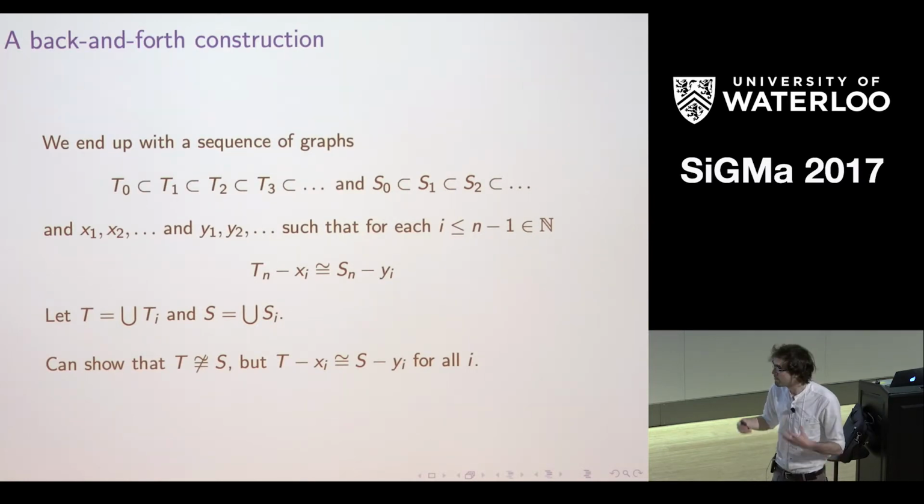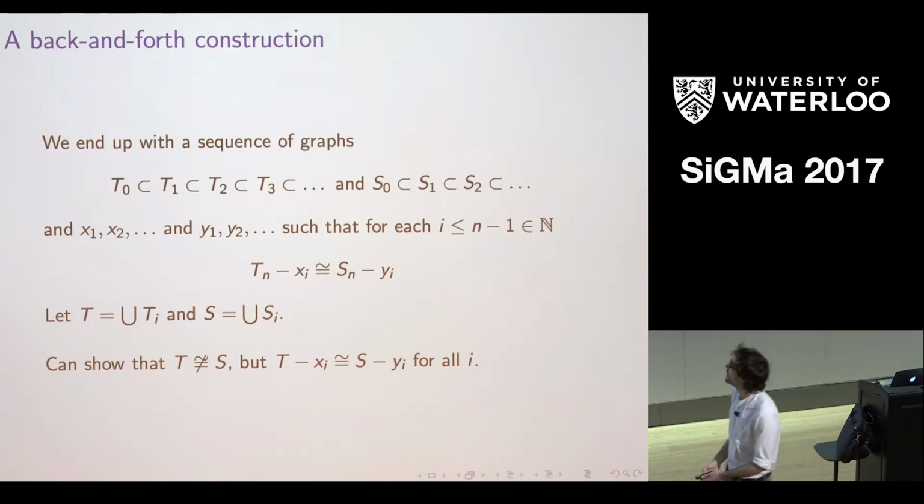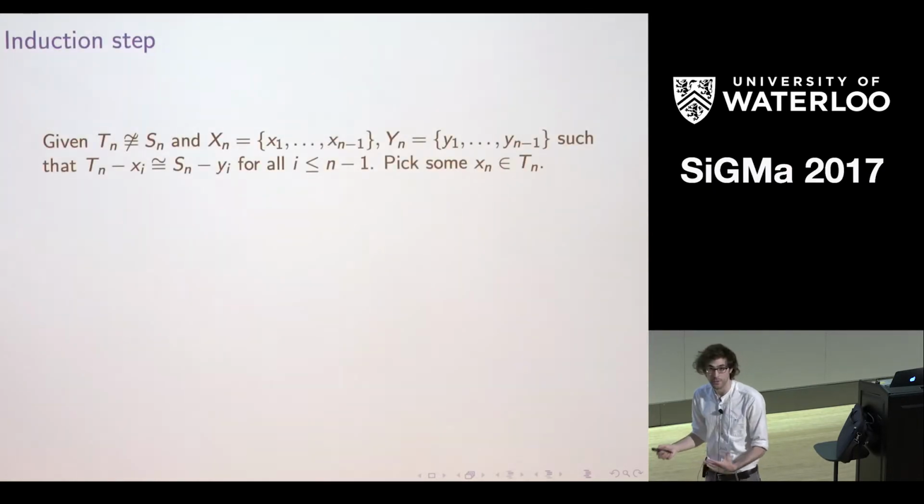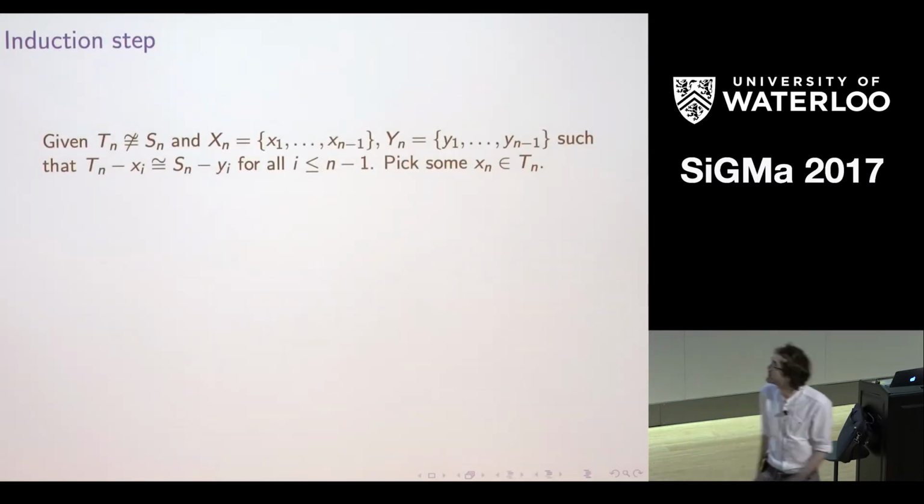So the main problem that we need to get by is how do we actually do this inductive step of going from Tn to Tn plus 1 in such a way that we can maintain these pairings that we have already. So I'm going to write out explicitly what it is we're going to need to show, just so we're all on the same page.